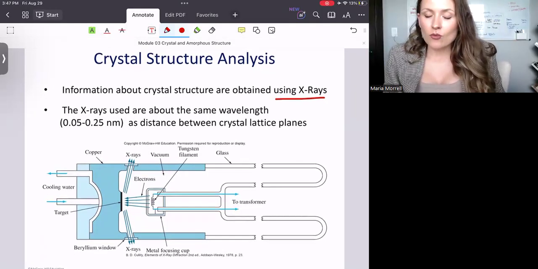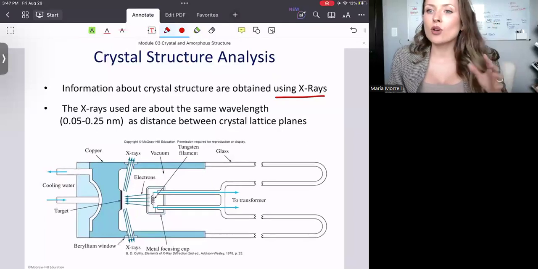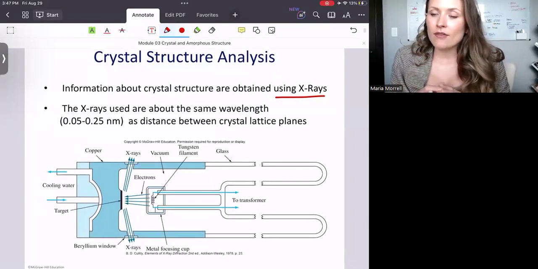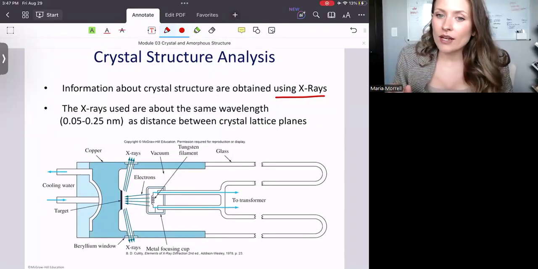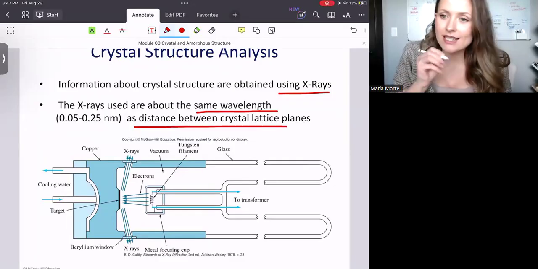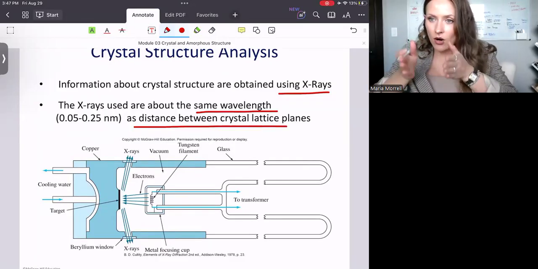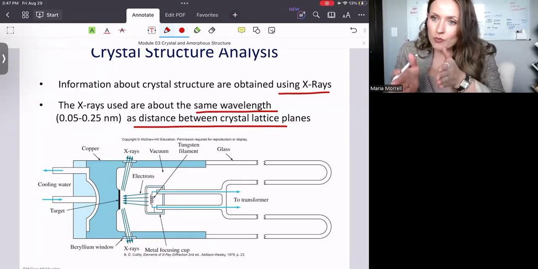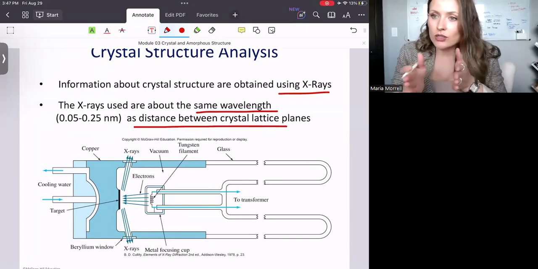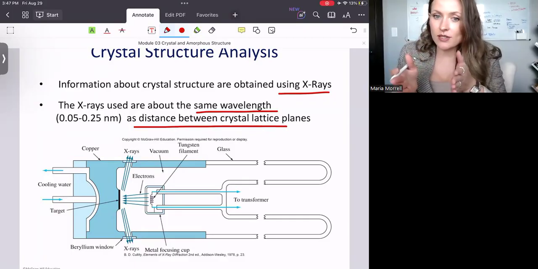Now, just so we understand what kind of X-rays we're using, right? The X-rays have about the same wavelength as the distance between the crystal lattice planes, right? So now that you're familiar with what the planes are, that interplanar distance that we just looked at before, you already know that the numbers are extremely small.